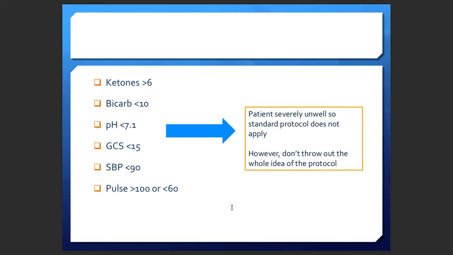Okay, let's try to break the suspense. The ketone levels are going to be more than 6, as we have already seen. If we look carefully at these investigations, one of the first things we should always do is classify the patient into mild, moderate, or severe DKA. So when we look at all these things, we can already know the patient is definitely severely unwell.